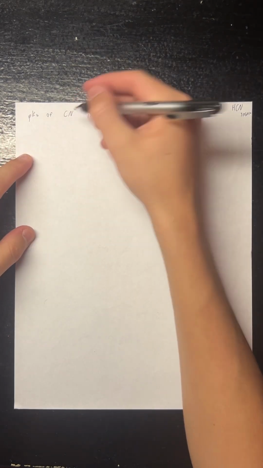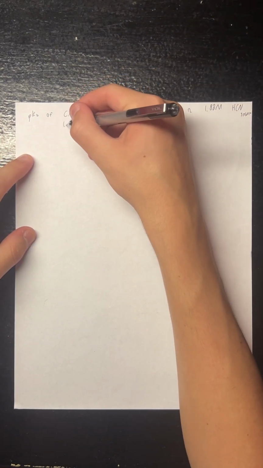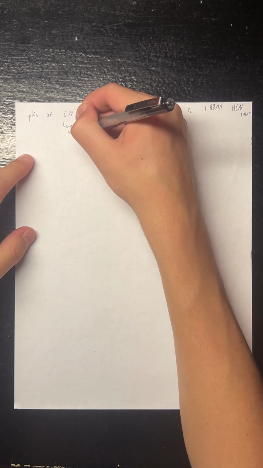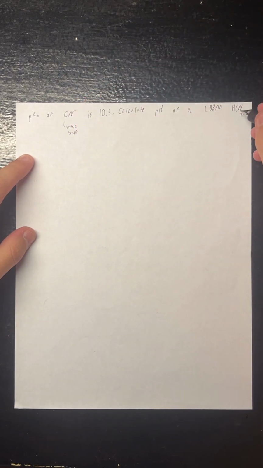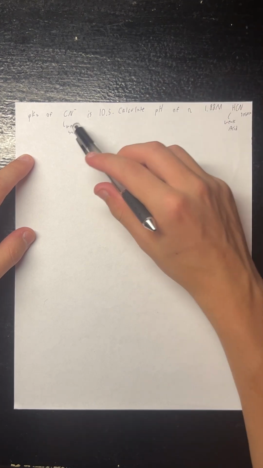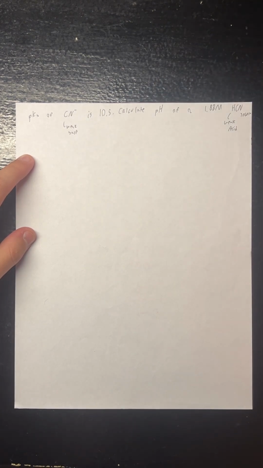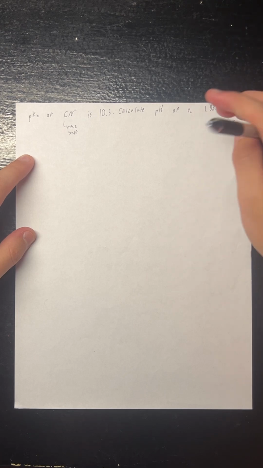So CN minus is a weak base, and HCN is the weak acid that goes along with it. We know that this is weak because there are only 6 strong acids, and it is not one of them, so therefore it has to be weak. And the conjugate of that is a weak base. The only strong bases are really OH.